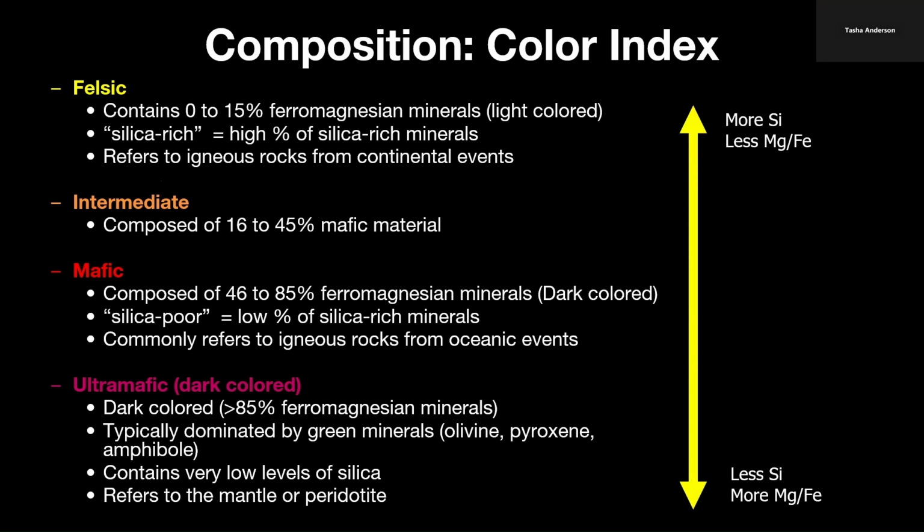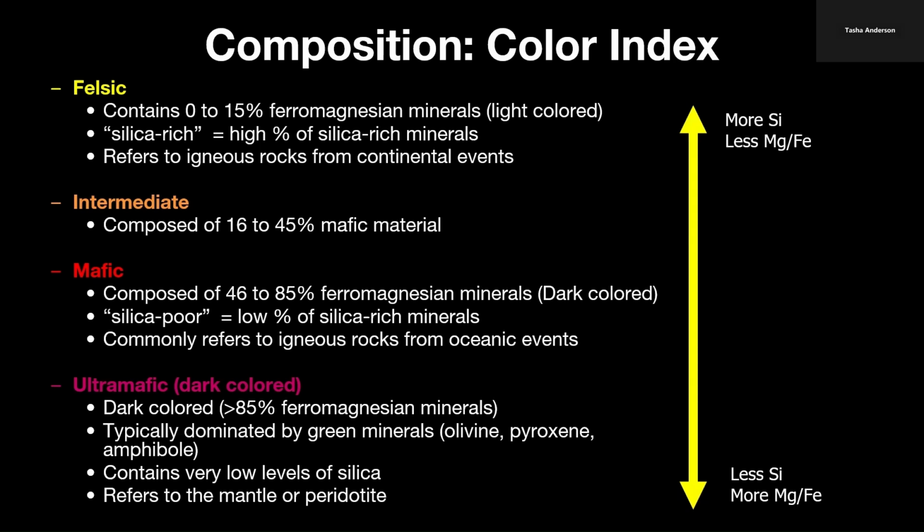Now we can use a composition color index that helps us tell the differences between mafic and felsic rocks. Felsic rocks are generally light-colored, silica-rich rocks with minerals like quartz and feldspar dominating, and they contain only about 15% of mafic rocks. Intermediate rocks have a gray to salt and pepper appearance and contain about 16 to 45% mafic composition.